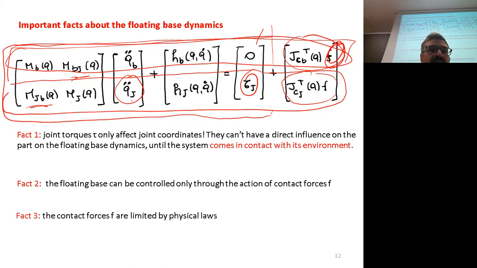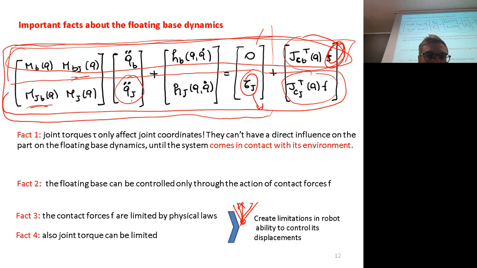However, the contact forces are limited by physical law. You remember the friction cone that limits the direction of a contact force, and the unilaterality, which is that the ground can only push and not pull. And also the joint torques can be limited because we have actuation limits. And this means that because of this limitation on our possibility to control this robot, we have a limitation in the ability to control the displacement of the base of the robot. That's why robots can fall, can slip, have slippage, and so on.